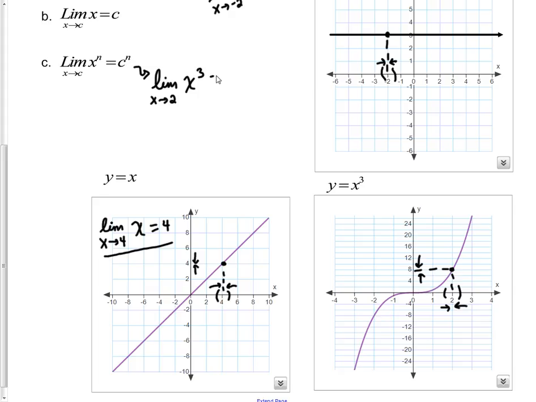Well, in this property, that's exactly what we're saying. The limit as x approaches 2 of x cubed is equal to 2 cubed, and so that limit itself is equal to 8. And so this is the way that we would frame it. The limit as x approaches 2 of x cubed is 8.